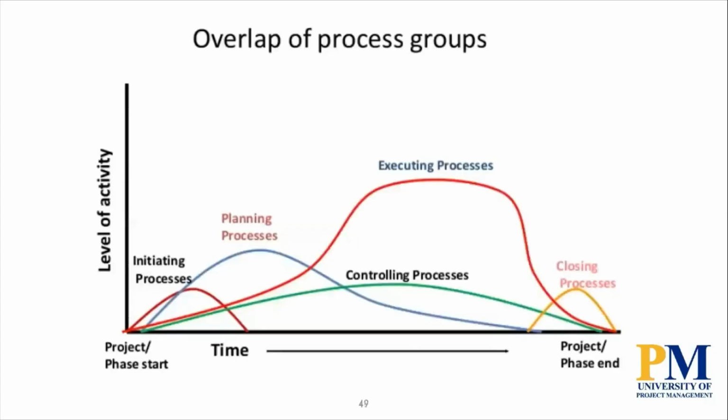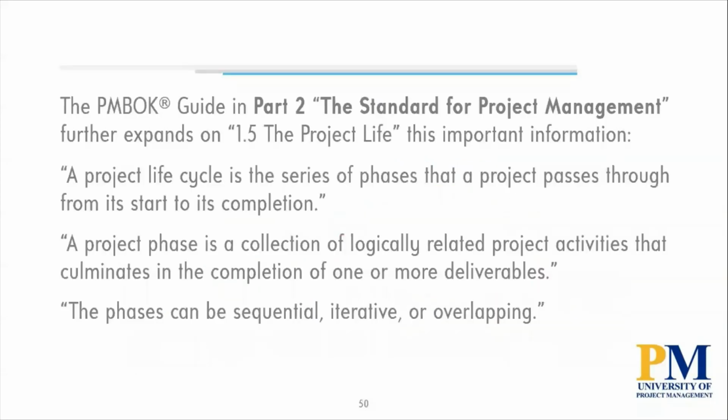But it gets tricky when we look and see how. Here's a colorized version of the overlap of those process groups. All right, look at this little area here in the beginning. This little space here visually represents that initiating, planning, executing, and monitoring and controlling are all happening right there. Project lifecycle is that combination of all those things, sequential, iterative, or overlapping.